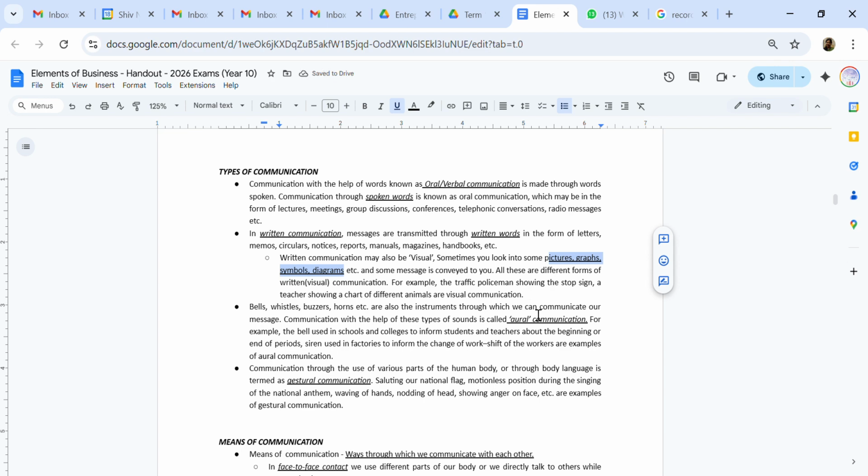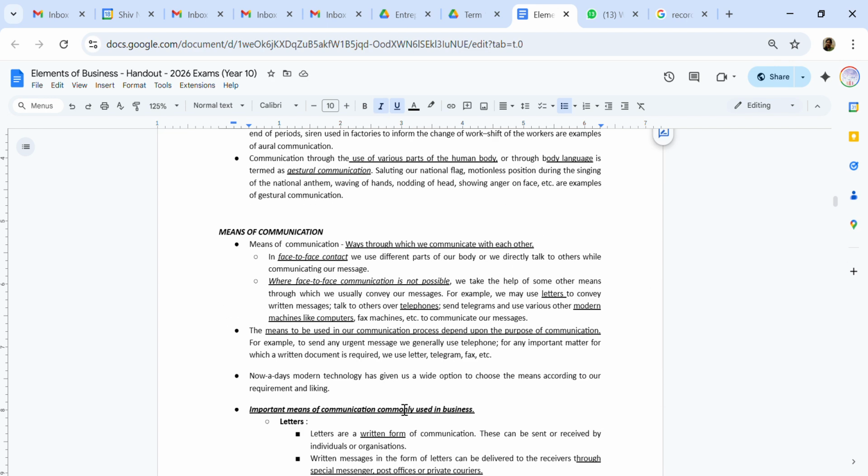In addition to oral or written communication, the third type of communication is what is called oral communication. For example, use of whistles, buzzers, instruments such as the car horns. They all are a part of oral communication. And the fourth type of communication is gestural, which is basically use of parts of the human body or what we call body language to communicate. Therefore, communication can be of four types: verbal, written, oral, or gestural.